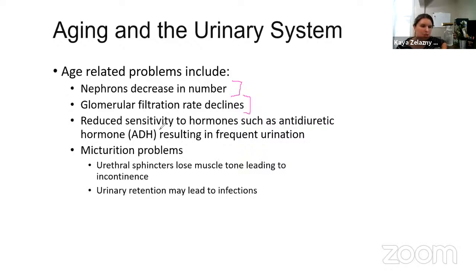We'll see that we have reduced sensitivity to hormones like antidiuretic hormone, ADH. We'll see that ADH is partially controlling the end part of our water reabsorption. And so if this is not well controlled because we don't have enough of this hormone, this results in more frequent urination. We can also see that we lose muscle tone, right, in that urethral sphincter because we're losing muscle tone in the urogenital diaphragm. So that can lead to incontinence. Also, if you don't pee enough, so if you have urinary retention, that can actually lead to infection. So that's a problem you may also see.